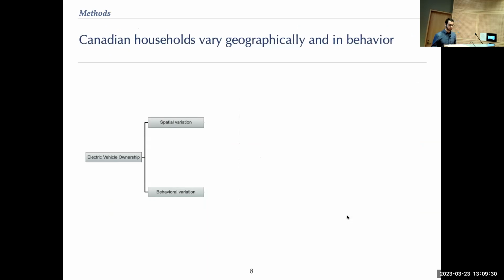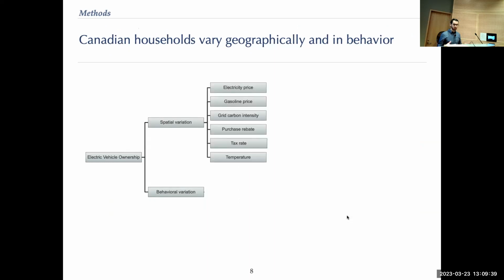In Canada, we expect households to vary geographically as well as in behavior. So we set it up in two different buckets. Geographically or spatially, all of the provinces and territories vary in terms of electricity price, all the way to tax rate, as well as the average temperature of a province or territory. But behaviorally, they also vary. That includes the type of dwelling one could live in, the type of vehicle you purchase, the decision you take in order to purchase a vehicle, or the perspective that you have, and I'll get to that interesting point later, as well as how much you actually travel.